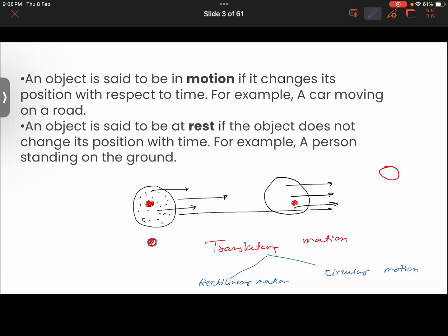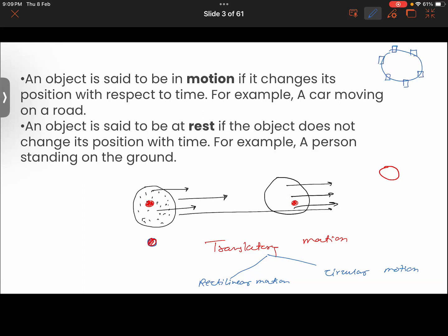Whenever an object is doing a circular motion, for example, you tie a stone to a thread. You hold the thread in your hand and you roll it like this. So your hand is the fixed point around which the stone is rotating, around which the stone is moving. Your hand is the fixed point now. Getting it now?